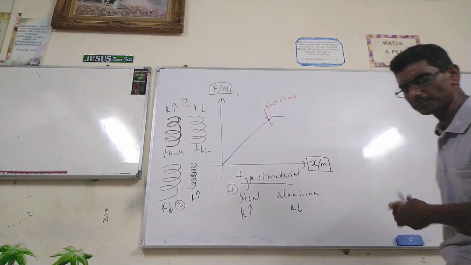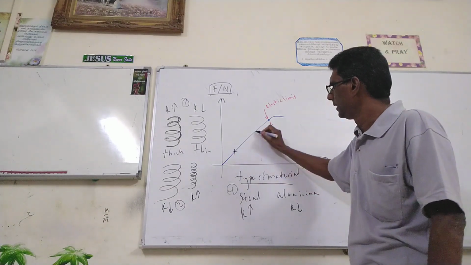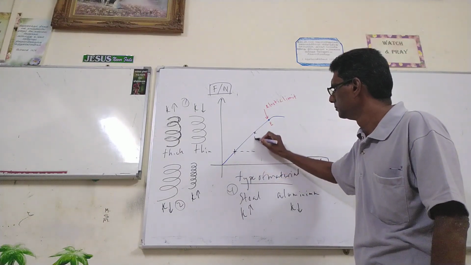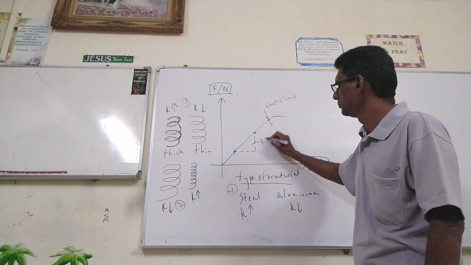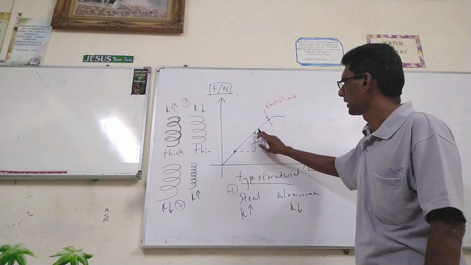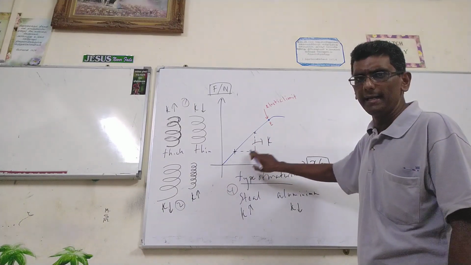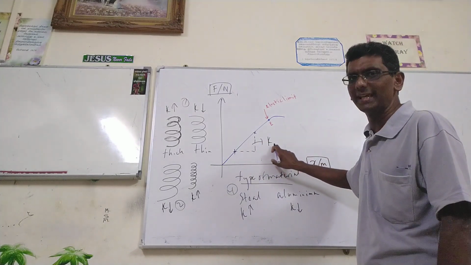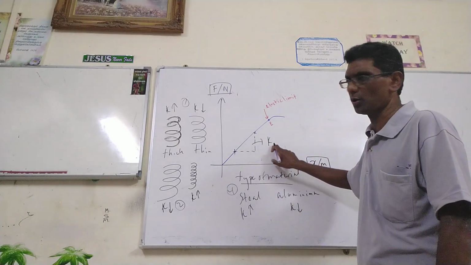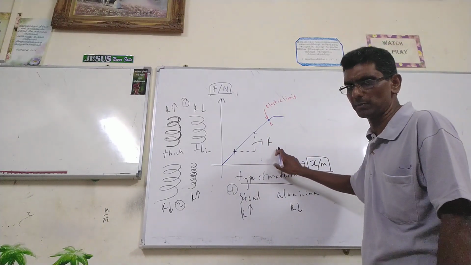This graph, the K value, you can find from the gradient of the graph. The gradient of the graph shows the K value. K means force constant, spring constant, stiffness of the spring.